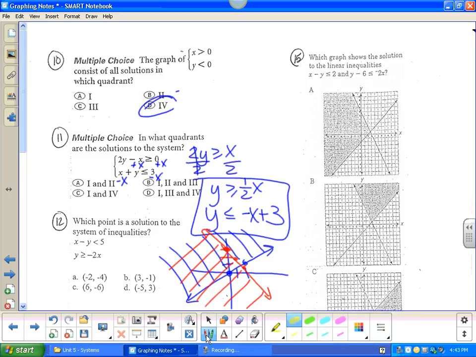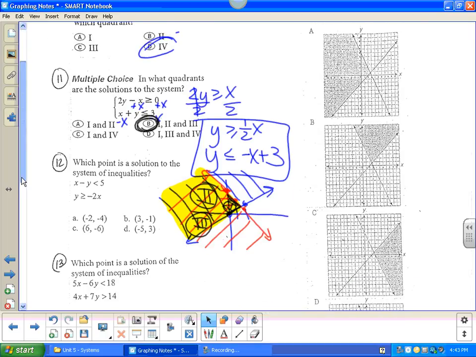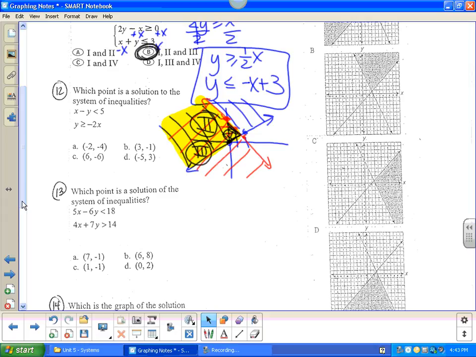So if I'm looking at the double shaded part, it looks to be all of this, which looks like it gets quadrant 2 for sure, quadrant 3, and then if you look right in here, it also hits a little of quadrant 1. So 1, 2, and 3. So just be really careful and take your time and do a little baby graph, or graph them big on a separate sheet of paper. Either way is fine.